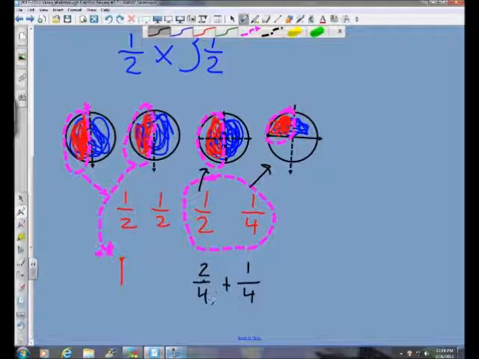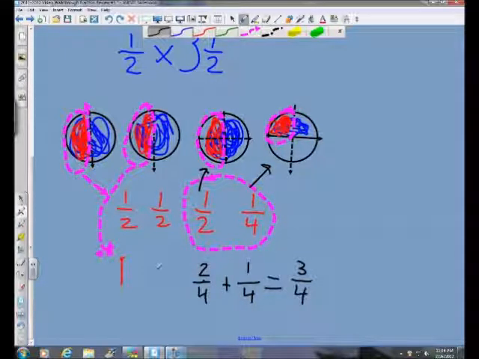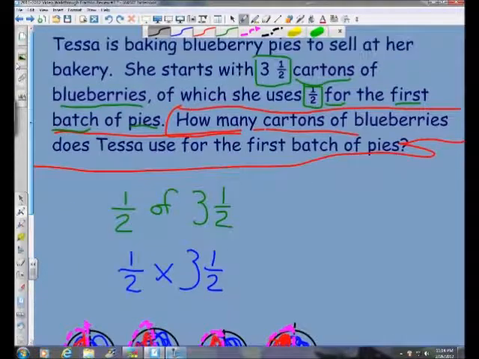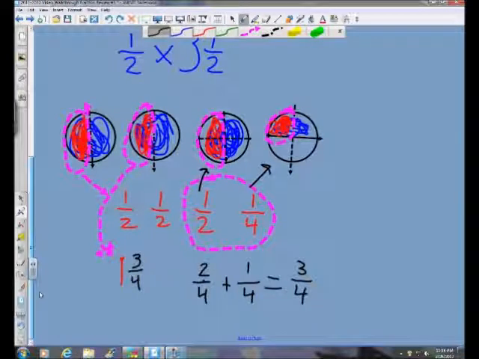And we have the same denominators now, so we can just simply add those. So 2 plus 1 would be 3, and our denominator stays the same. We got 3/4. So the answer is 1 3/4. Let's see if we can answer that question now. How many cartons of blueberries does Tessa use for the first batch of pies? She used 1 3/4 because 1/2 of 3 1/2, we proved that to be 1 3/4. There's the answer down there.